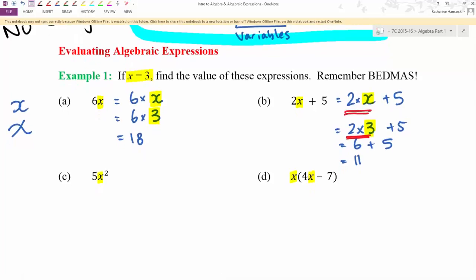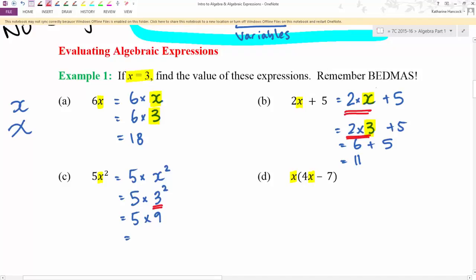For part C, I'm going to write it again. So it's going to be 5 times x squared. So 5 times, substitute in, x equals 3. So 5 times 3 squared. 5 times 9, because I had to do my exponents first because of BEDMAS. So 5 times 9 is 45.